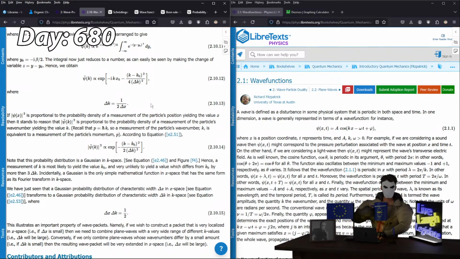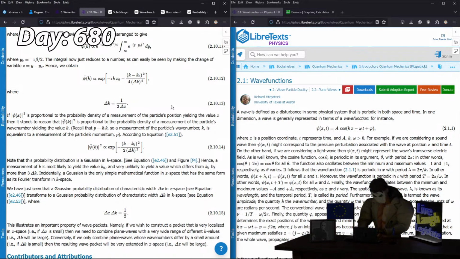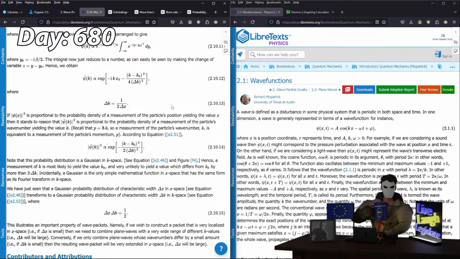That certainly helped. The proportional probability density of measurement of particle position yielding value X, and it stands to reason that this is proportional to the probability density of the measurement of the particle wave number yielding the value K. This makes sense. So basically, it's the same rule, except instead of doing it with position, we do it with wave number. Neat, nice, fantastic.